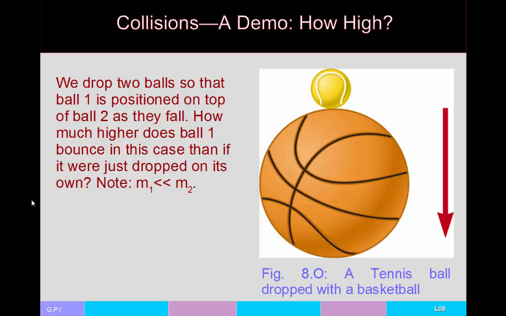So you can actually do the demo yourself at home if you have a basketball and a racquetball or tennis ball. Or you can go watch one of my videos or look up any number of other videos online that show what happens. In any case, the answer is that the ball will bounce about 9 times higher than it would have had it just been dropped alone. And of course, the bigger ball actually bounces a lot less high than it would have otherwise.